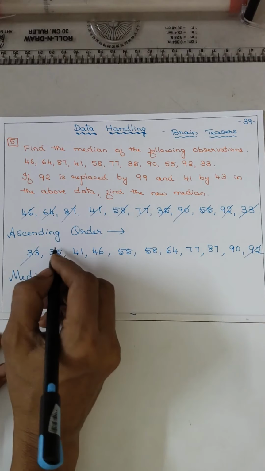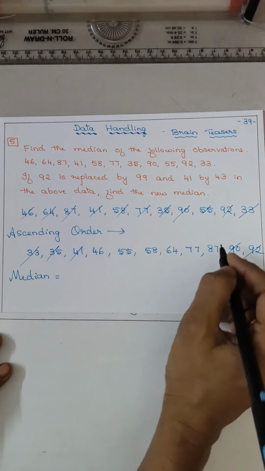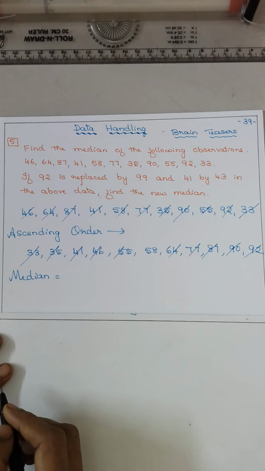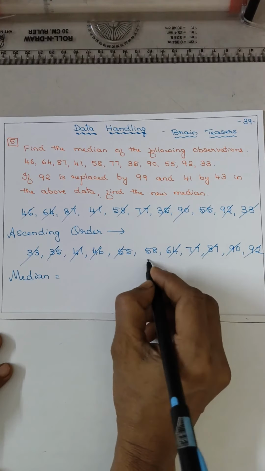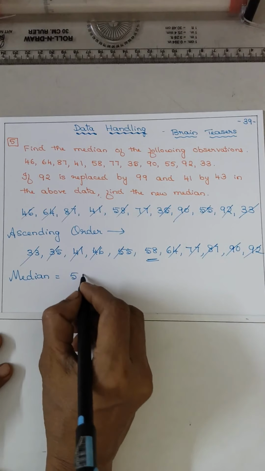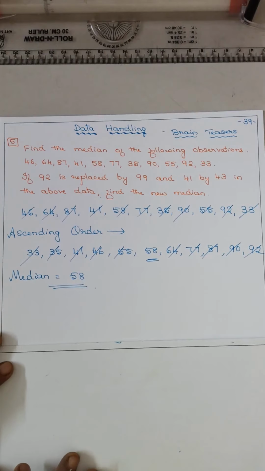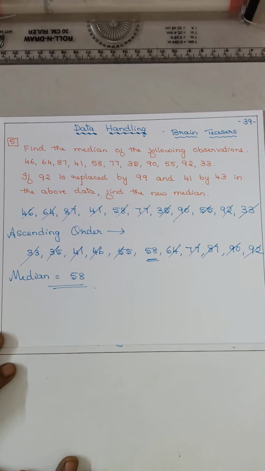First, last, first, last, first, last, first, last, first, last. How much you got? It is 58. Median is equal to 58.